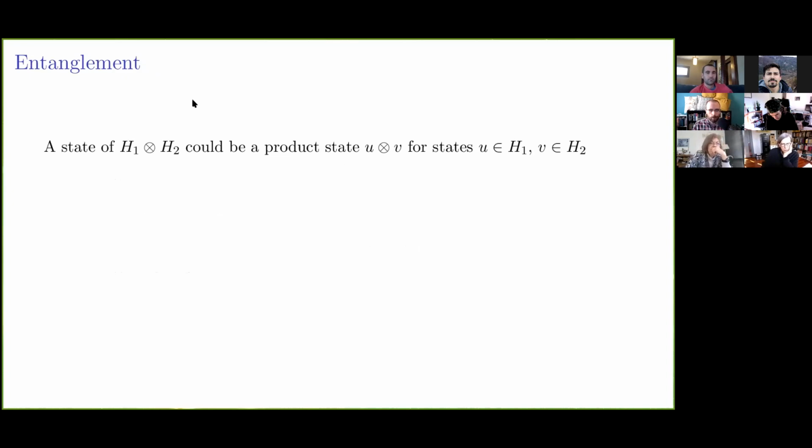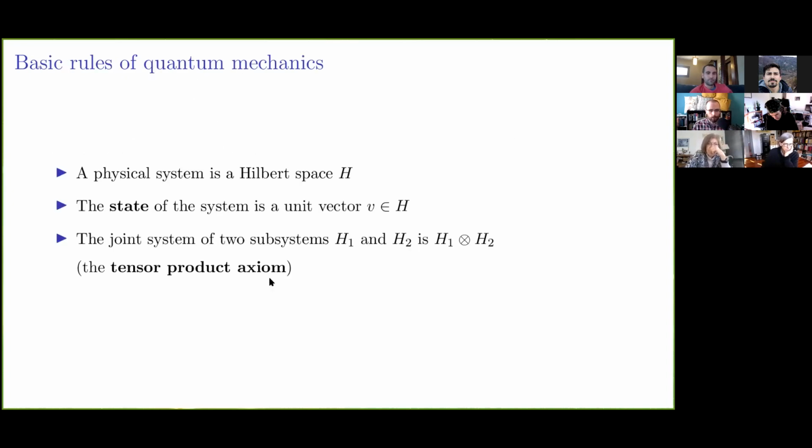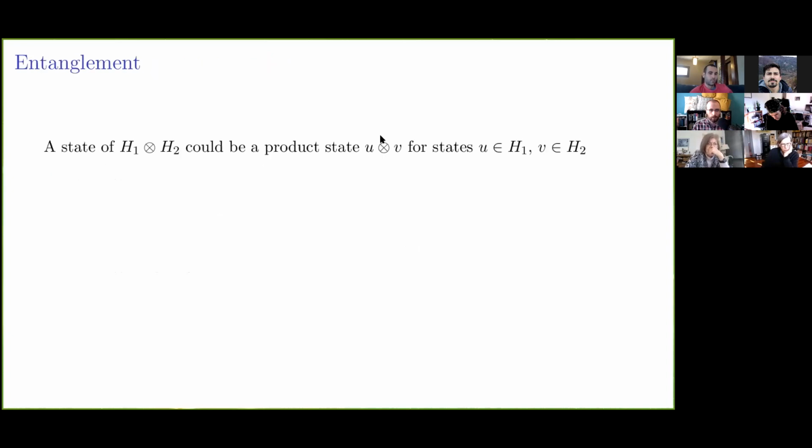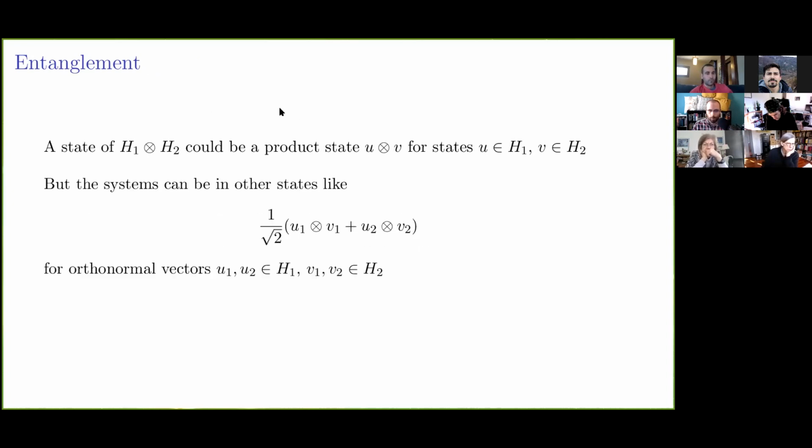Now, what about the state of a joint system like this, H1 tensor H2? So the state of such a system could be a product state, U tensor V, for states U in H1 and V in H2. By the way, I'm going to say state just synonymously with unit vector. But the system can be in other states. We know that if you have a tensor product, not all the vectors in a tensor product are of the form U tensor V. And so those other vectors, if they're normalized, can be states as well.